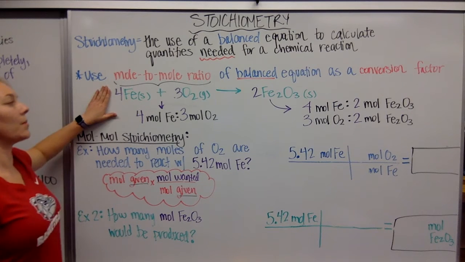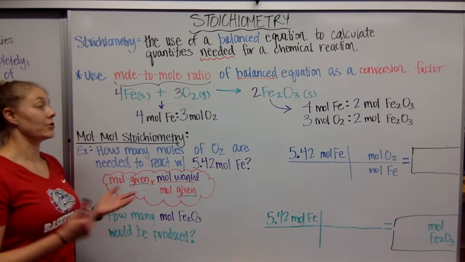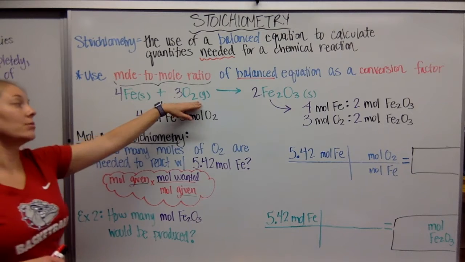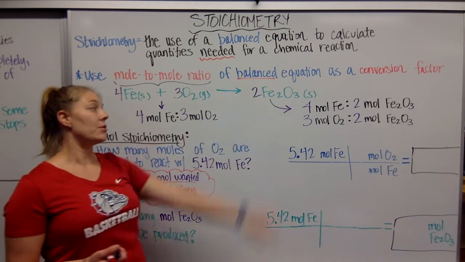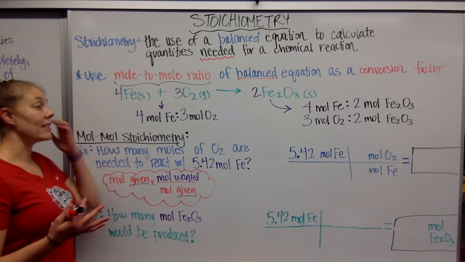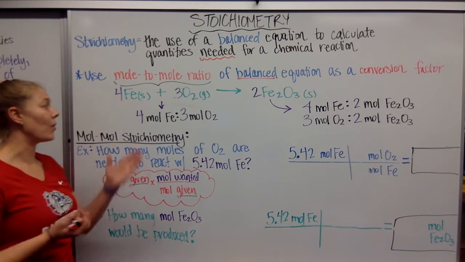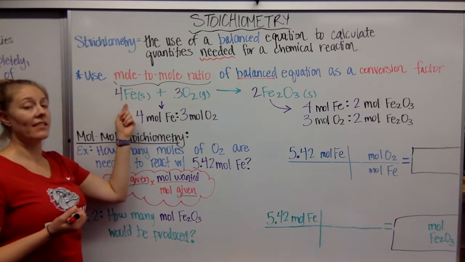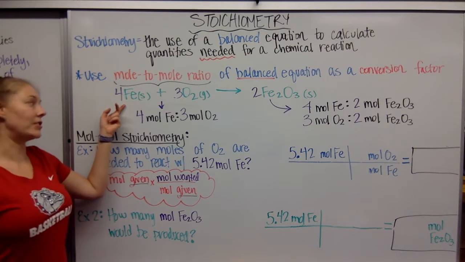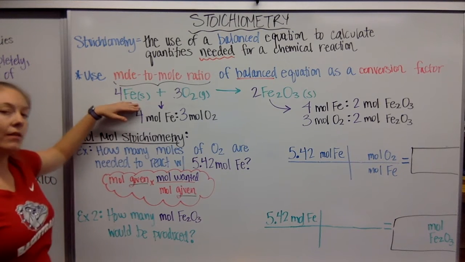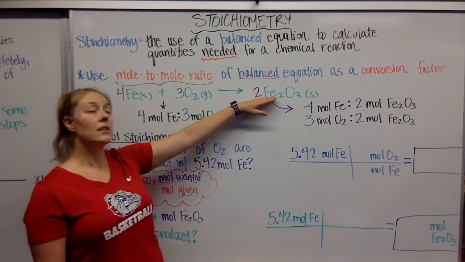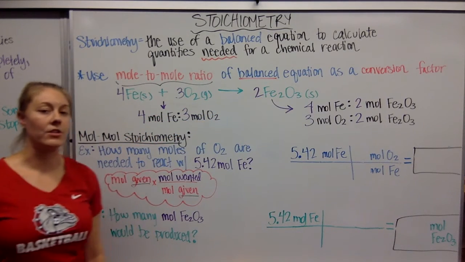Okay, so this is the equation that I'm going to use for a couple of examples, actually all the examples today really. 4Fe plus 3O2, oxygen, gives you 2Fe2O3. First of all, we need to look at what these coefficients mean. Remember, the coefficients can mean the number of representative particles or also the moles of each of these substances. So we know that there's 4 moles of Fe for every 3 moles of oxygen needed to produce 2 moles of Fe2O3.